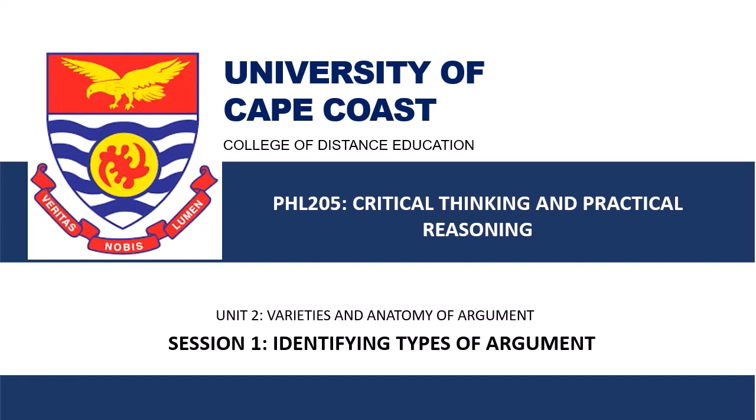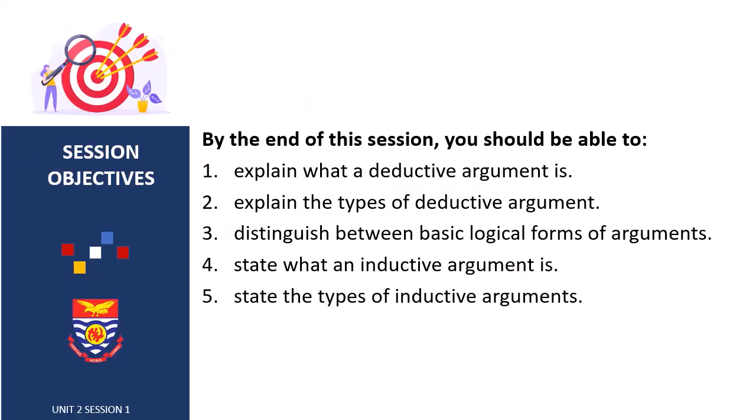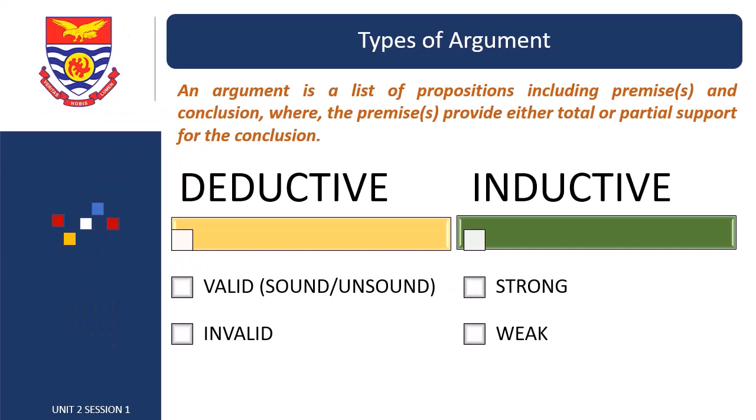Alright, guys, welcome to Critical Thinking and Practical Reasoning. We are on Unit 2, Session 1, and our main aim here is to identify the types of arguments under the unit Varieties and Anatomy of Arguments. We are going to explain what a deductive argument is, look at the types of deductive argument, the basic logical forms under deductive argument, and discuss what an inductive argument is and the types of inductive arguments.